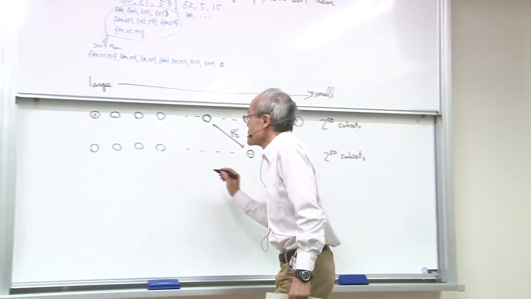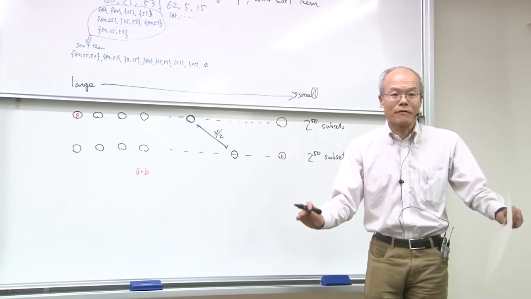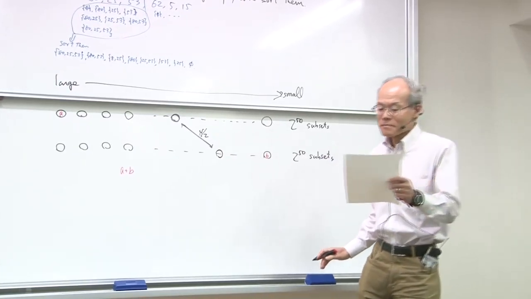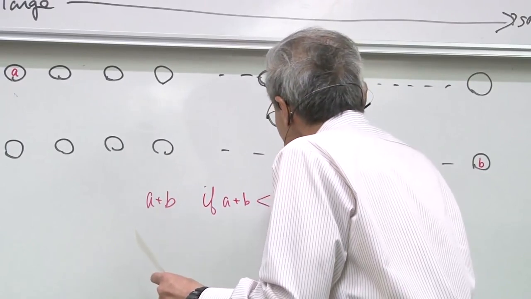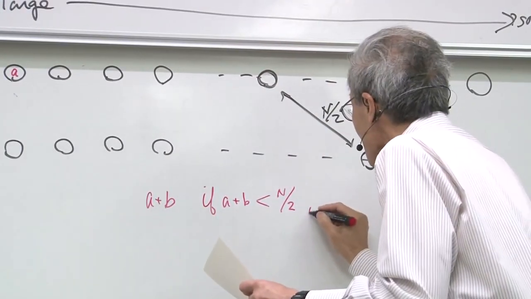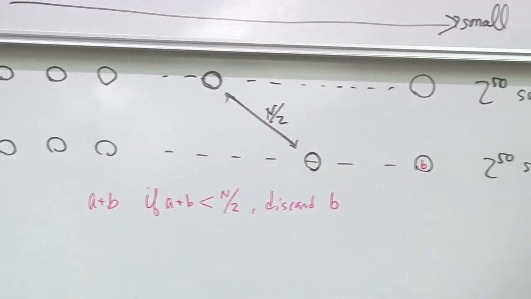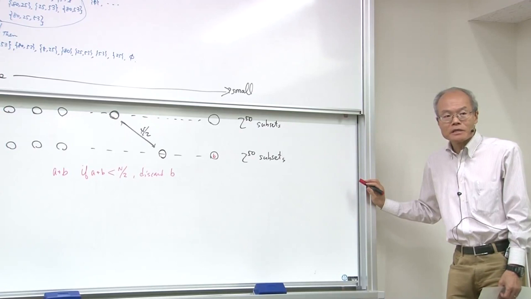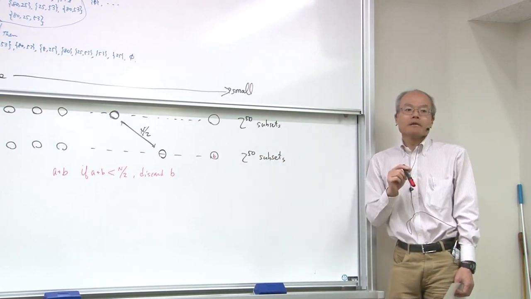That means you check A plus B. If that is n over 2, then you are done, of course. Right? But probably it's not. It's different from n over 2. Let's check the sum of A and B. If A plus B is less than n over 2, then discard B. That means this B cannot be involved in the correct answer. Why?